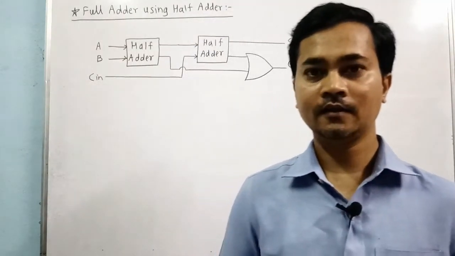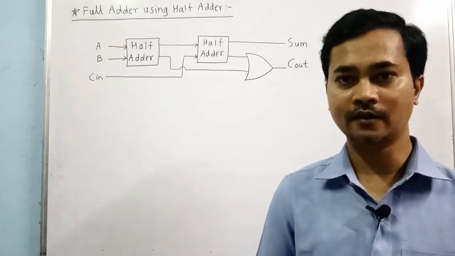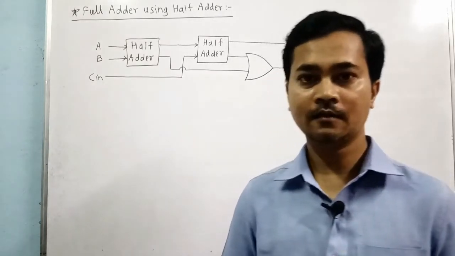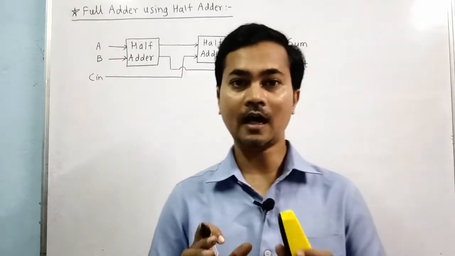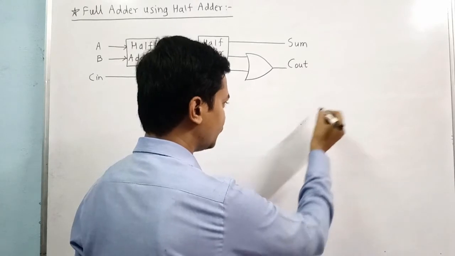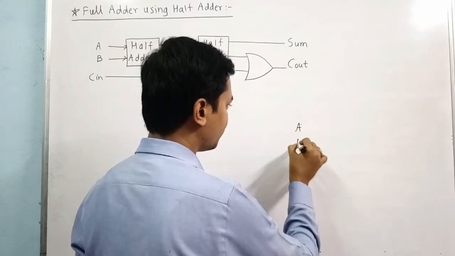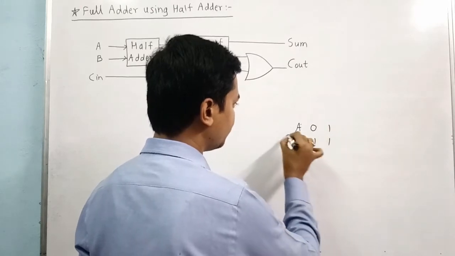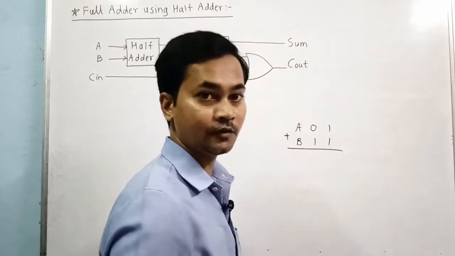Now let us see the full adder using half adder. Why are we using half adders here to obtain the full adder? Because if you have only the half adder, suppose you want to perform A plus B, so 0 1 and 1 1 you want to add using half adder.